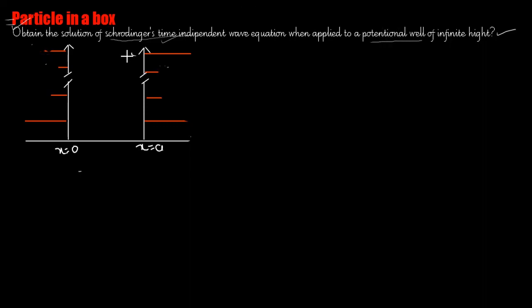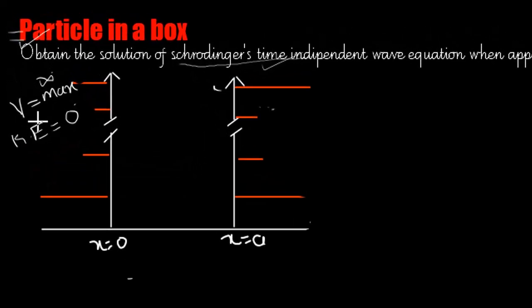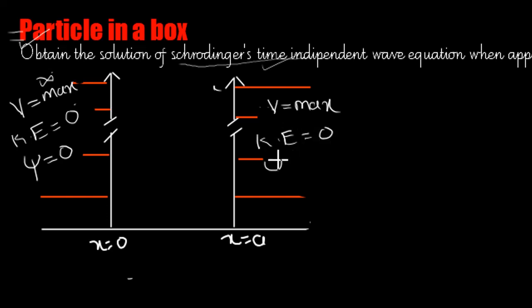So let us start the derivation part. Now the Schrodinger time independent equation must be applied to the infinite potential well, as we can see here. Why do we need to say infinite potential well? Before x equals 0, the potential energy V is maximum, or we can say infinite. Due to that, the kinetic energy before x equals 0 will be 0, and for this reason the psi wave function definitely will become 0. Same here also, V is maximum and kinetic energy is equal to 0, and due to that psi is also 0.